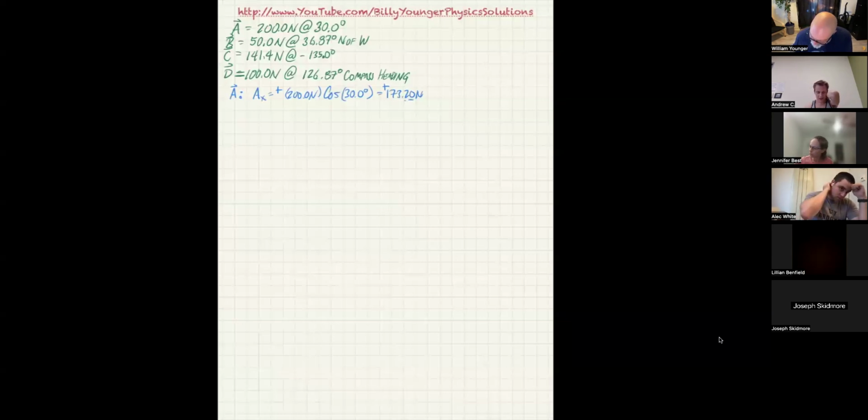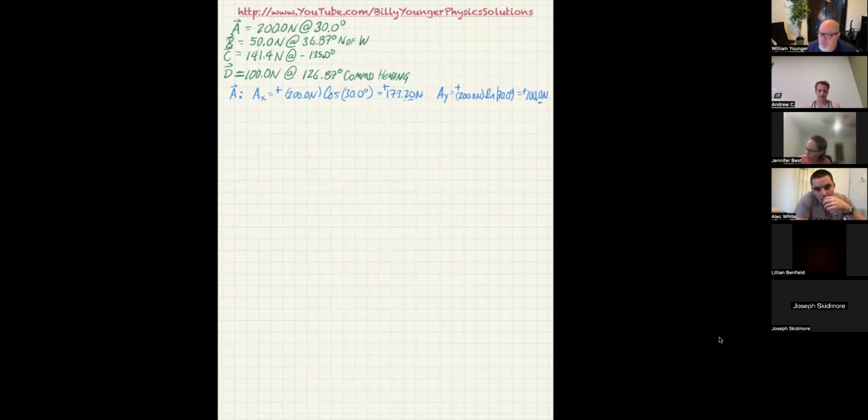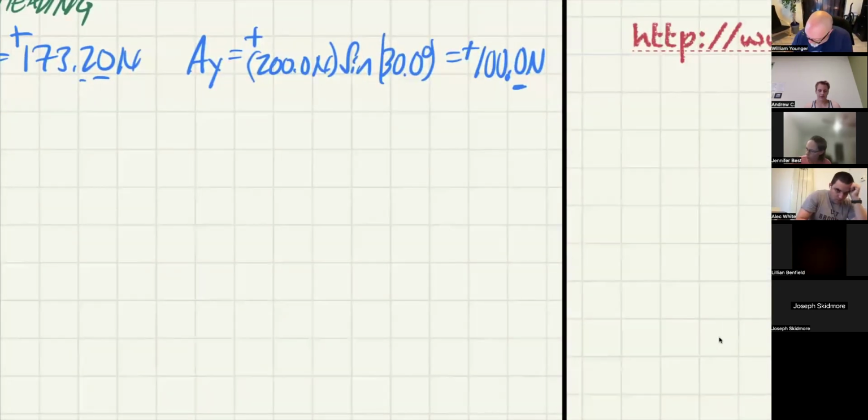Now, both the 2 and the 0 are not sig figs. A sub y, on the other hand, is also positive, and that's going to be 200.0 newtons times the sine of 30.0 degrees. And this one's going to be positive 100.0 newtons. But because the 30 is only specified to 3 sig figs, our answer is going to be 100.0 newtons, with the last 0 being a non-significant figure.